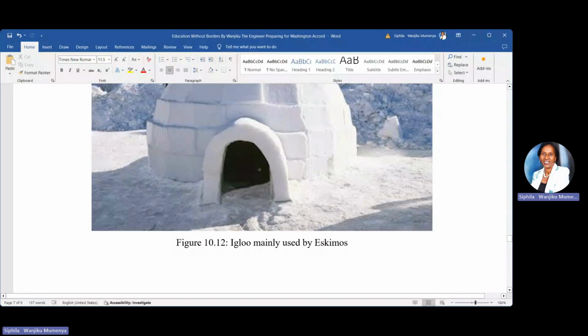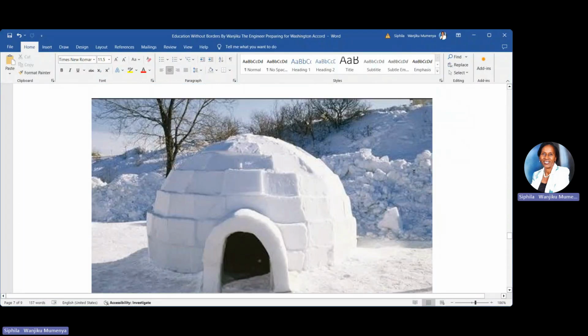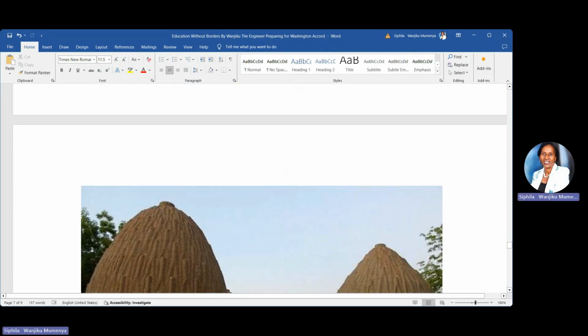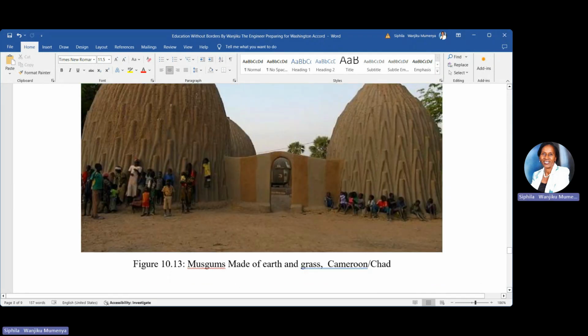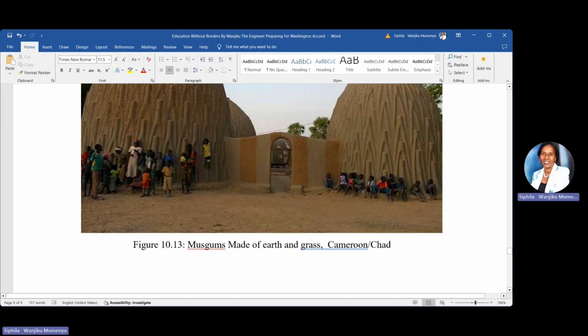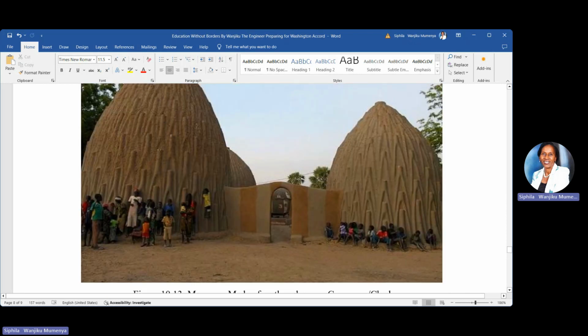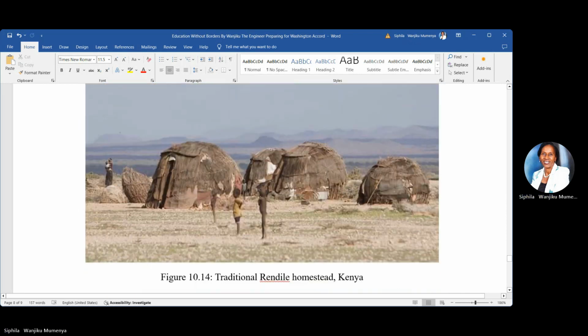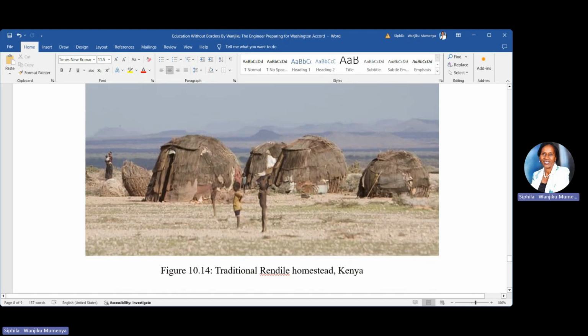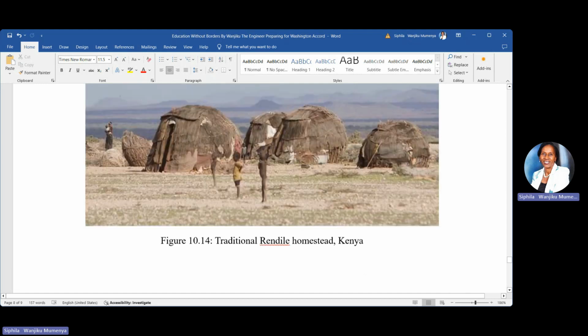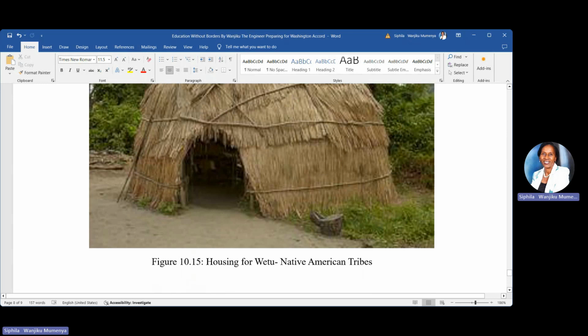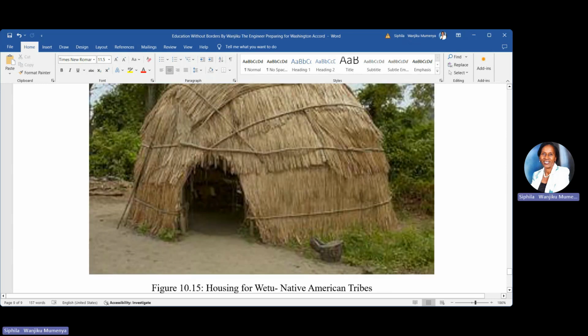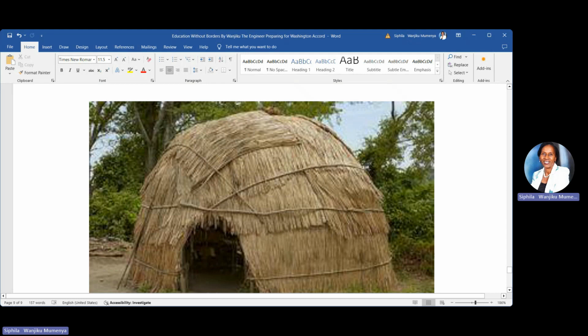Let's go to Iceland. The igloo for Eskimos is also a dome structure. What about this in Cameroon or Chad? These are made from earth and grass. They are also dome structures. So you see, they are not strange. We know them. We have those also in Kenya, the Redile homestead in Kenya. Those are also dome structures. So you better get used to knowing them. Some Native American tribes also live in such dome structures. We know a dome is a very stable structure.